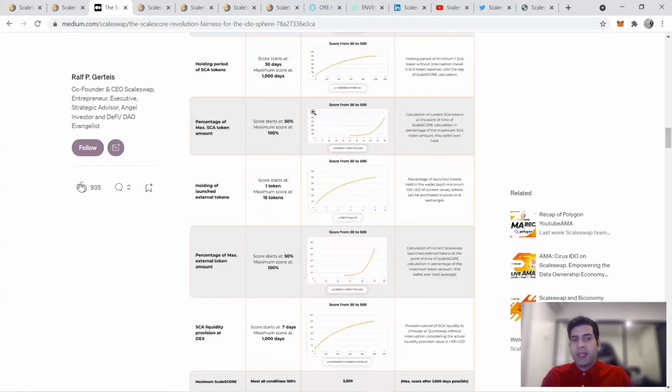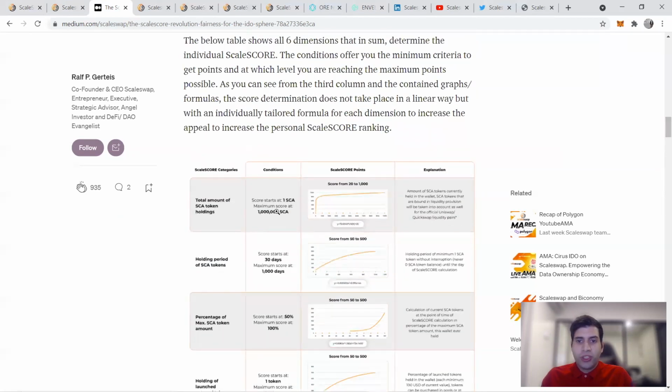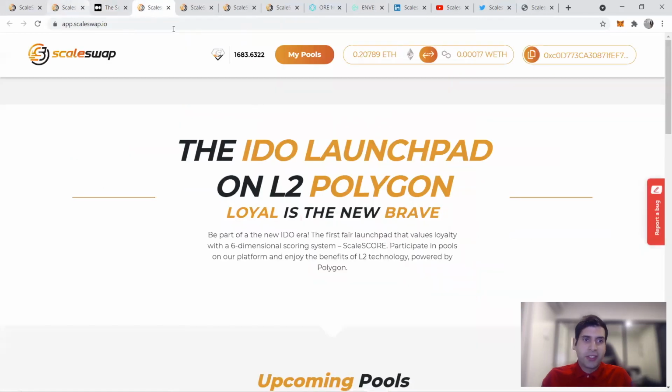So this makes it fairer, because you can't just buy a lot of tokens and become a whale like a lot of other launchpads allow. It also gives you a very clear understanding of how this works. Of course, the calculation is a bit complicated.